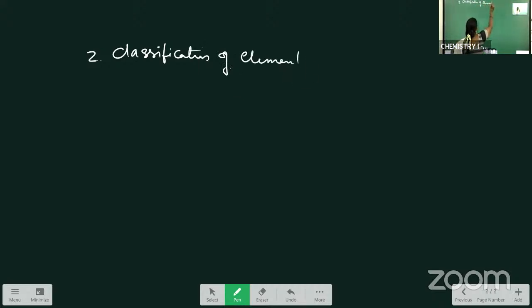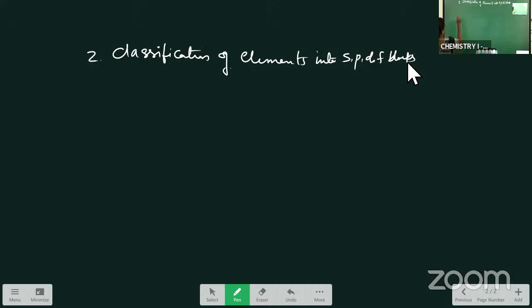Good morning students, welcome back to chemistry classes for advanced supplementary 2023. So today we are going to discuss the next important LAQ from periodic classification. So that is second LAQ, classification of elements into S, P, D, F blocks. Classification of elements into SPDF blocks.